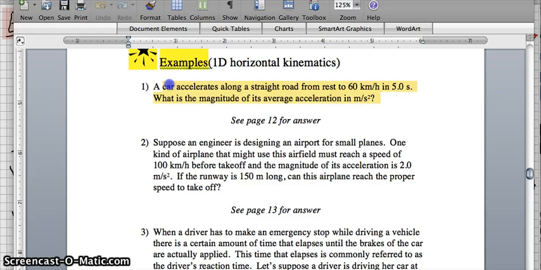It says a car accelerates along a straight road from rest to 60 kilometers per hour in 5 seconds. What is the magnitude of its average acceleration in meters per second squared?